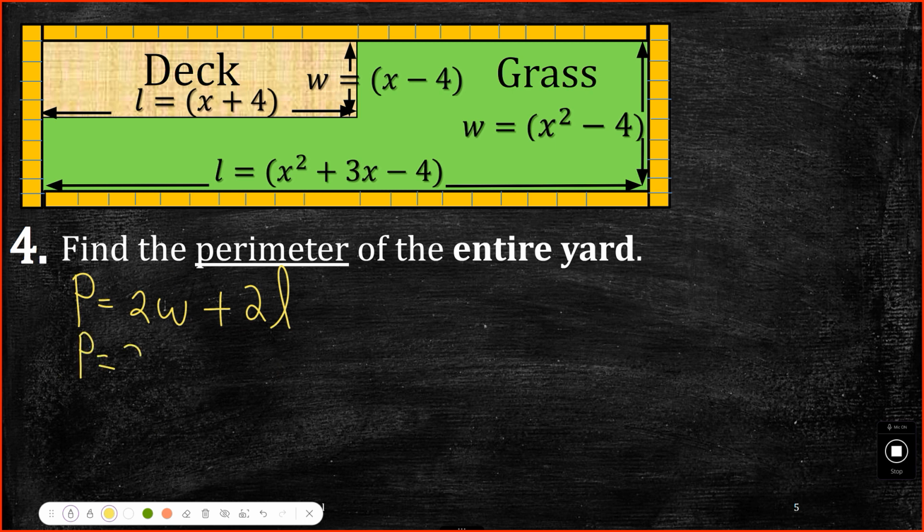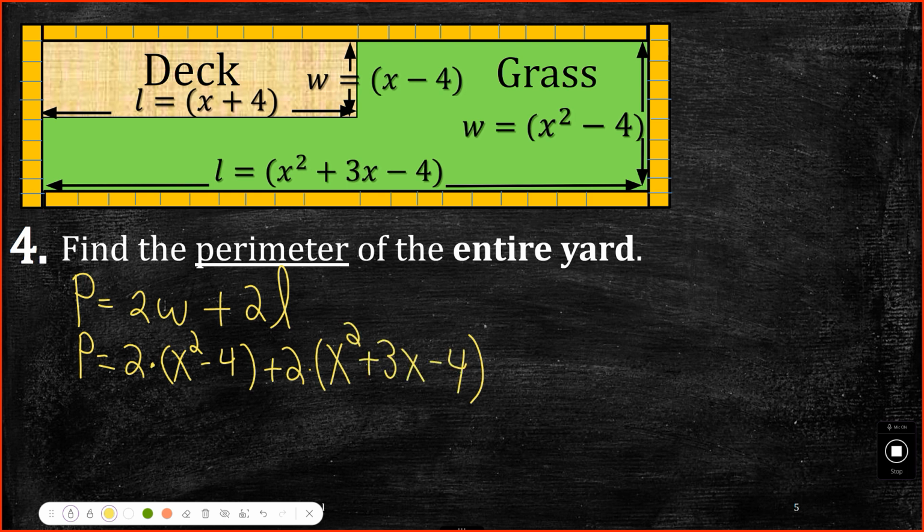Perimeter equals 2. What is W? What is the W in there? Plus 2L. And what is L? Oh, didn't we just do this in the problem here, distribute? Okay, continue.